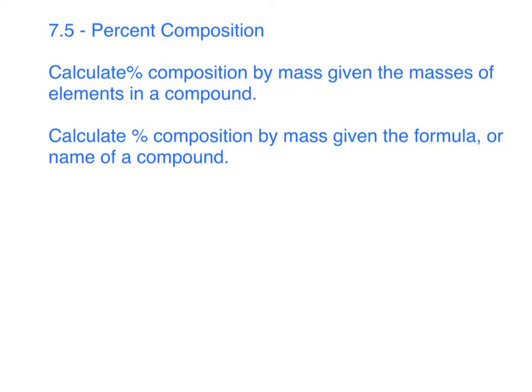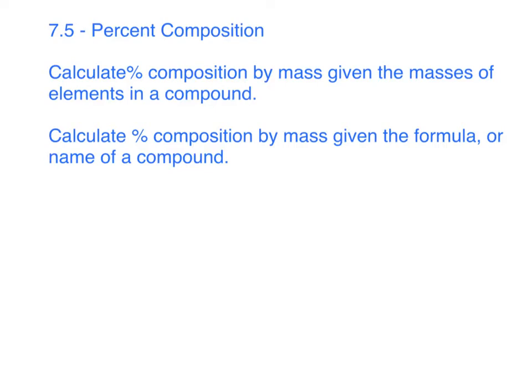Okay, chemistry students, here we are with lesson 7.5. So we're going to discuss percent composition. The first objective is to calculate the percent composition by mass if you're given the masses of the elements in a compound and you know the original starting mass of the compound. Then the other way to do it is to calculate the percent composition by mass given the formula or the name of the compound, and you figure out the formula.